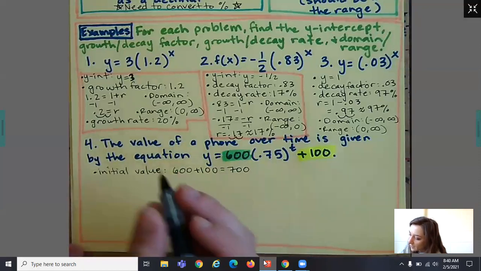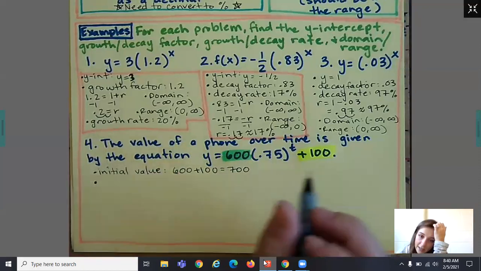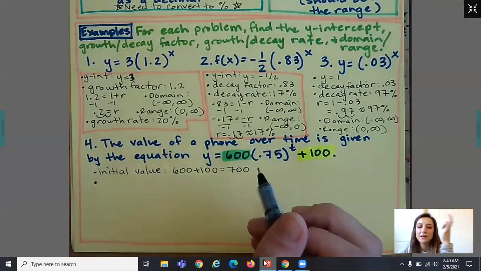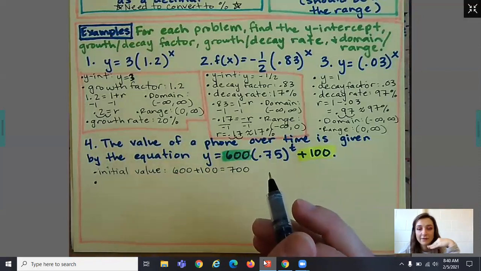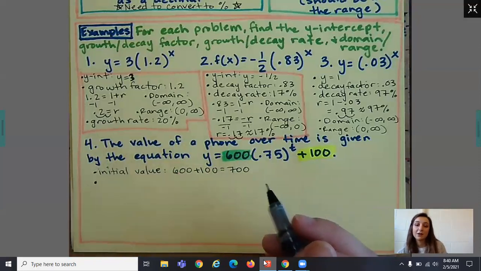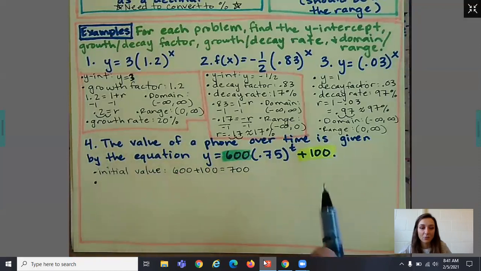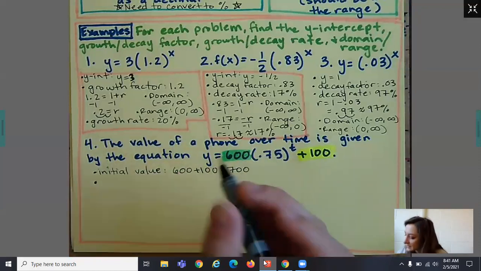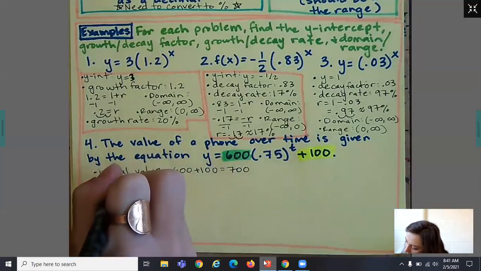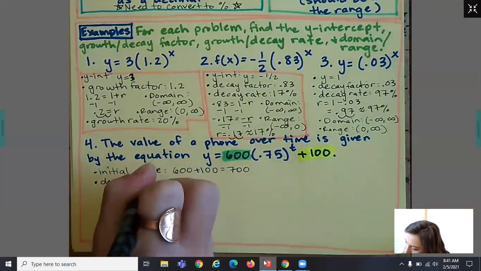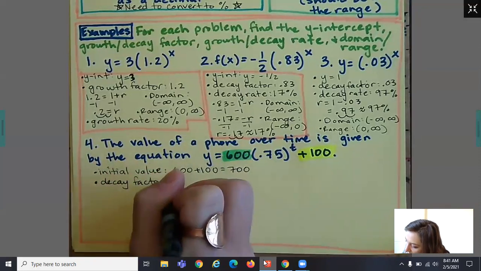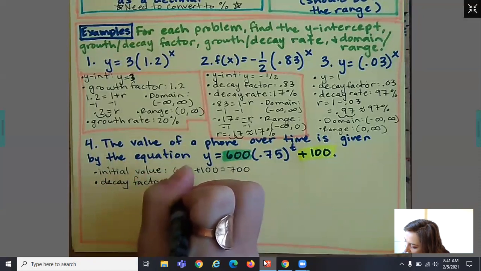Okay, now let's look at our growth or decay rate. And if you buy a phone, it's not going to increase in value over time. It's going to decrease in value because after you buy something, it's not new anymore, so then the value is taken away. So this is going to be a decay factor. And the decay factor is going to be 0.75.